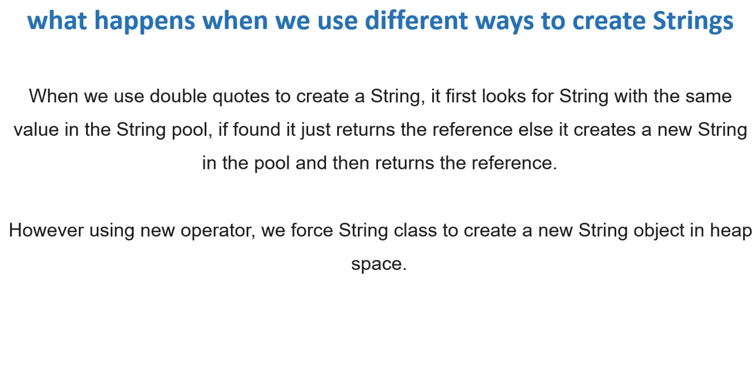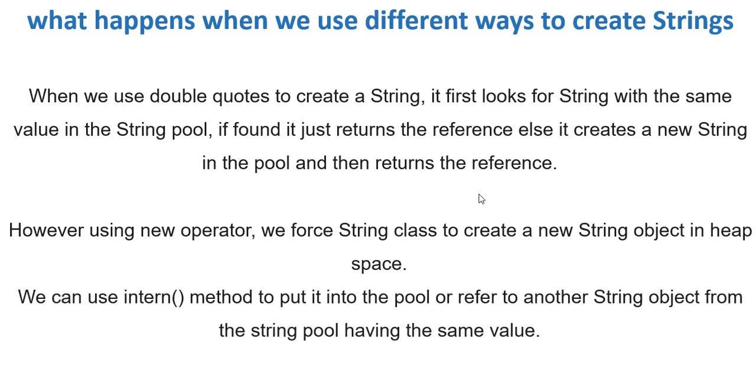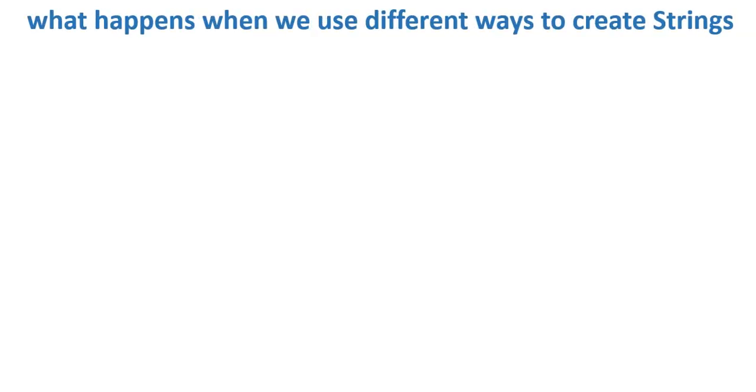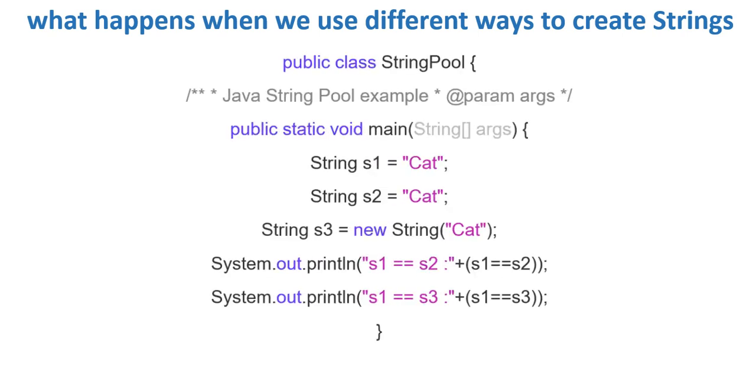Listen to this. We force the String class to create a new string object in heap space. We are now working on an object and it's stored in the heap space. Right. We can use the intern method to put it into the pool or refer to another string object from the string pool having the same value. Right. So let me show you what actually happens.